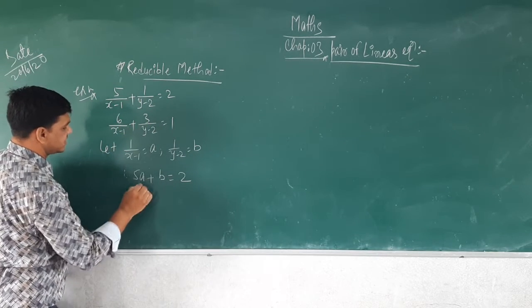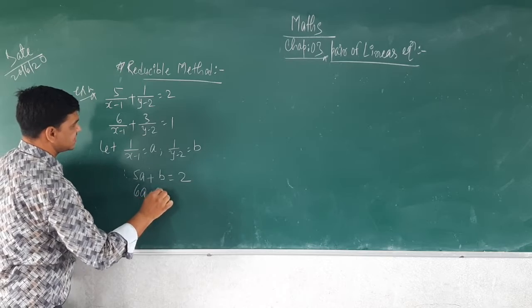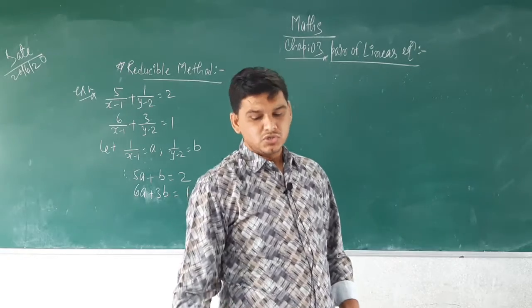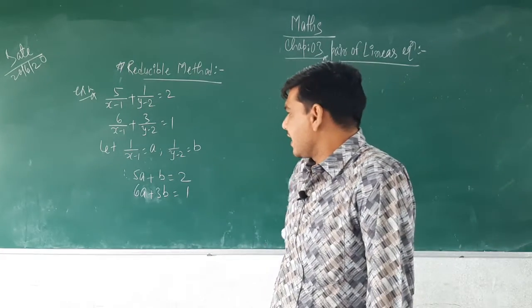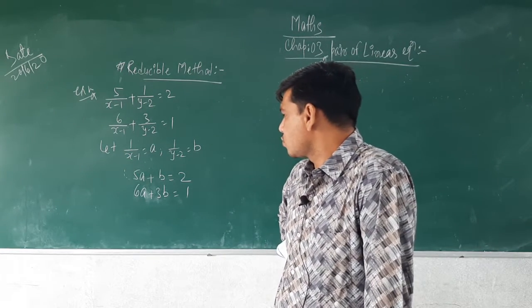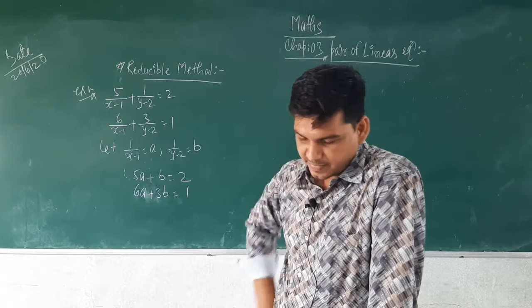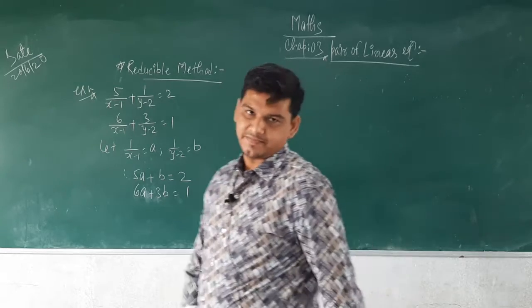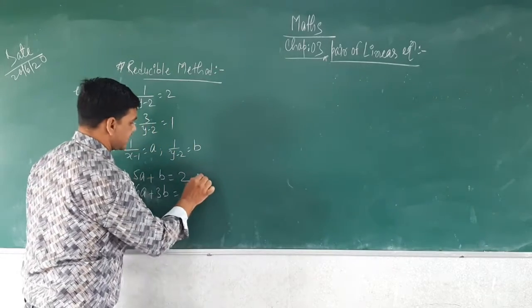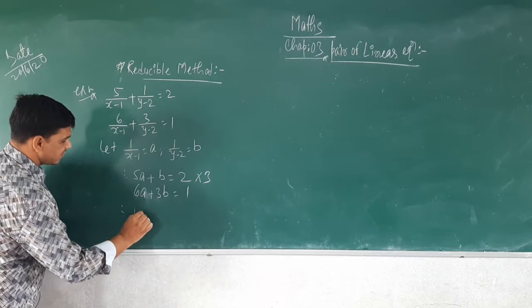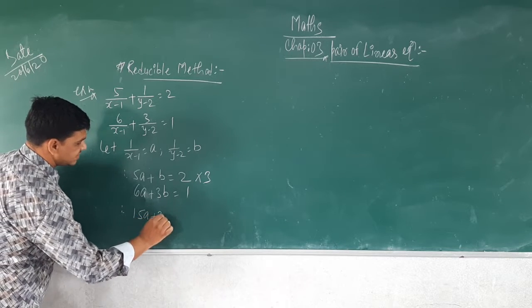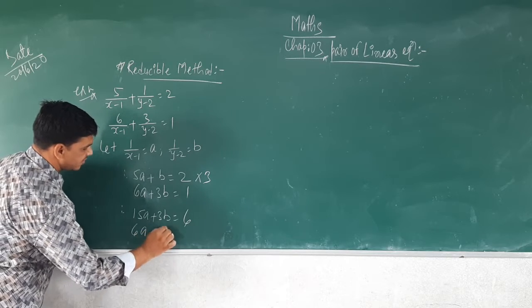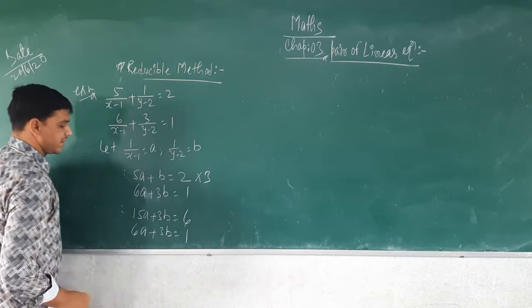So it becomes 5a plus b is equal to 2. Next equation is 6a plus 3b is equal to 1. So we'll multiply the first equation with 3 for balancing. So 15a plus 3b is equal to 6 and 6a plus 3b is equal to 1.